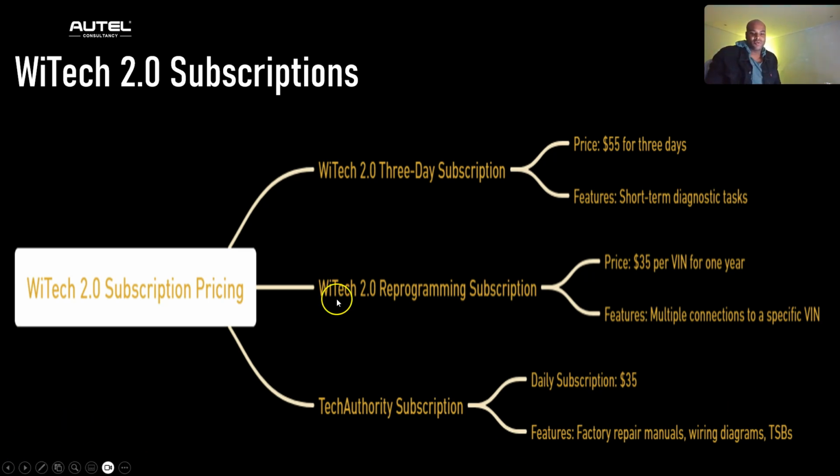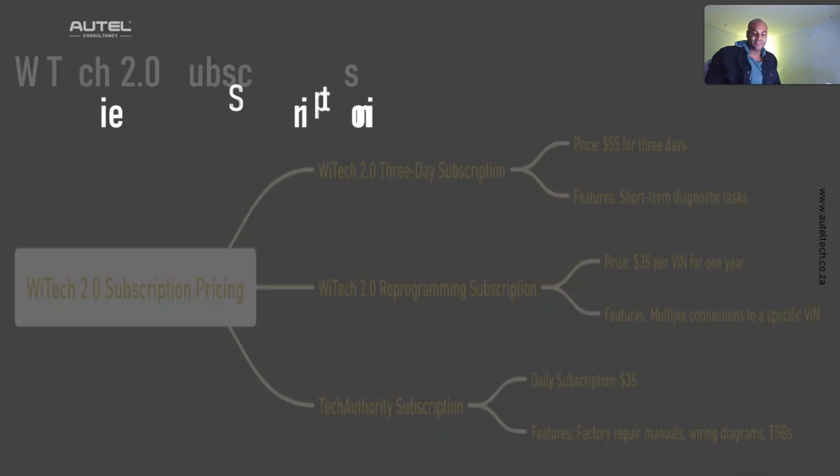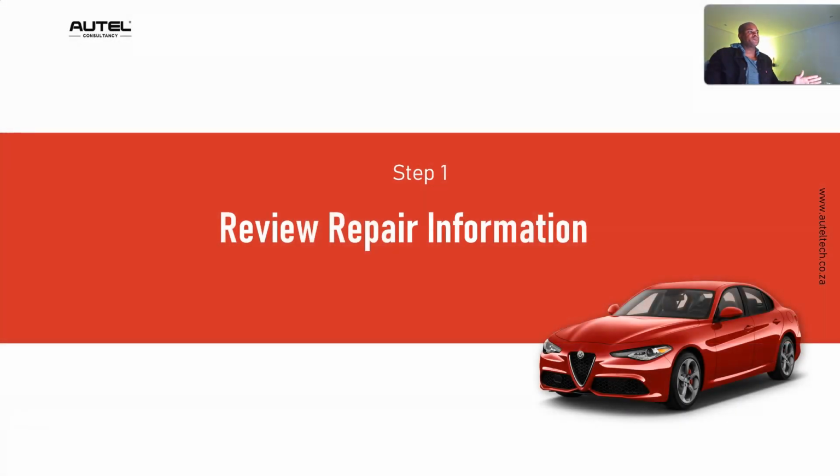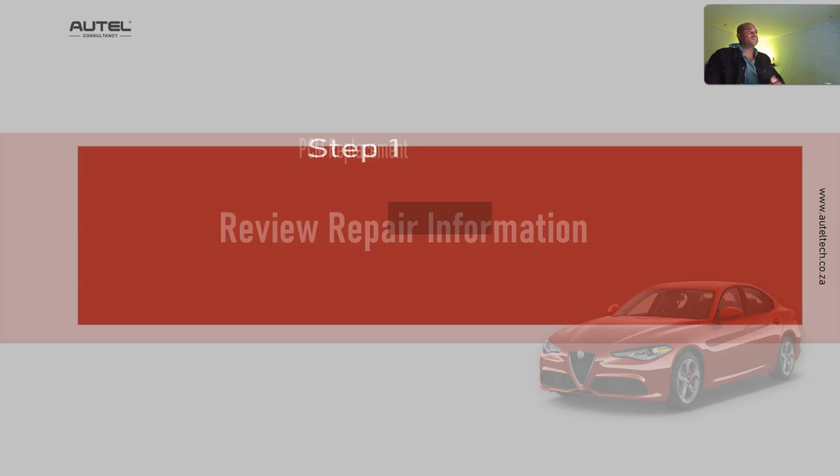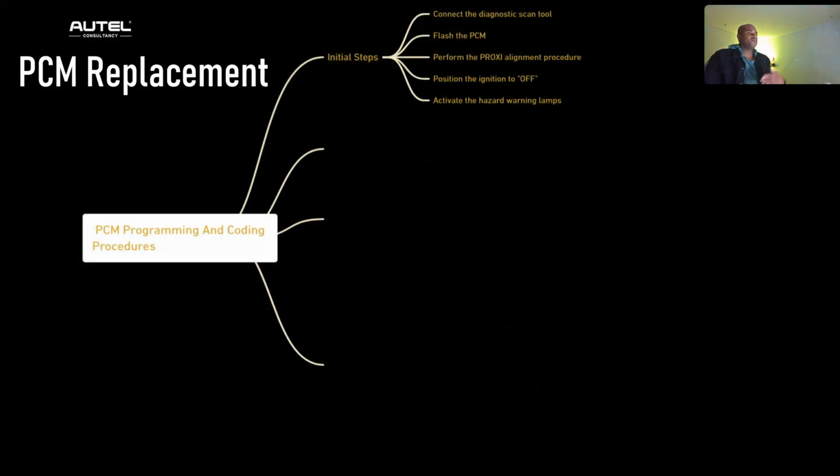Okay, so yeah, step number one after we got the software installed is to look at the repair information. We need to know what needs to be done when we program it and afterwards. So when we replace the PCM, it's going to direct us to flash it and then perform the proxy alignment.